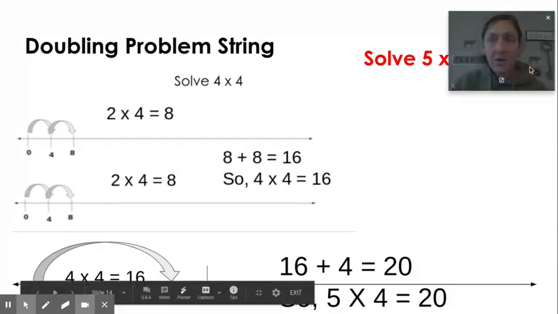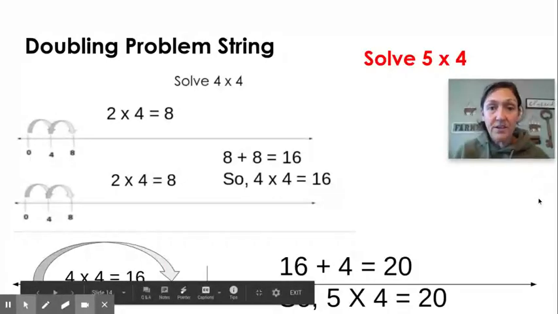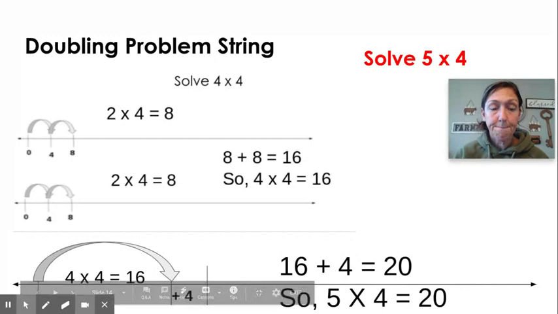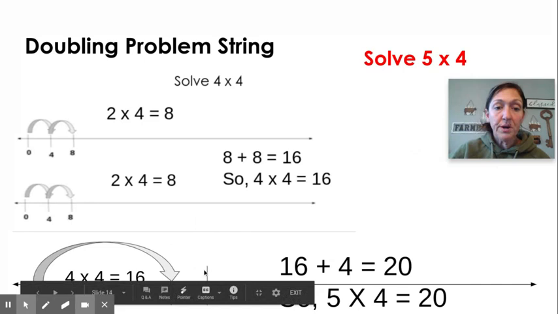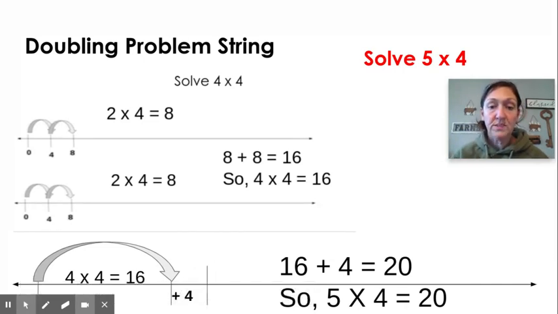All right, now we need to solve 5 times 4. I know that in the slide we just did, 4 times 4 is 16, which means I need one more jump of 4. I need one more group. So 16 plus 4 is 20, which means 5 times 4 is 20. This is getting easier.